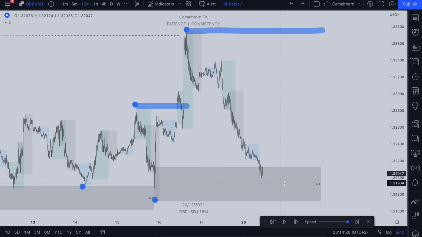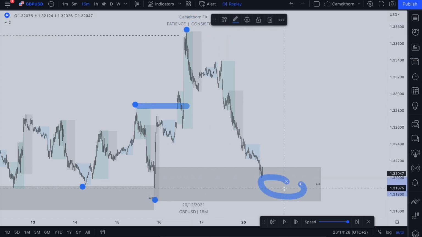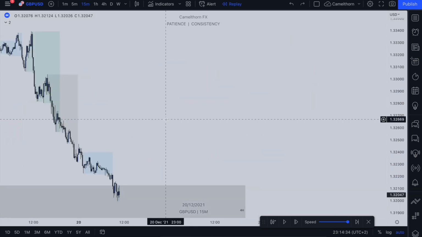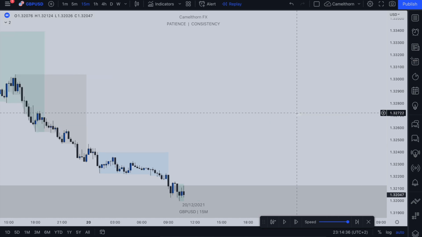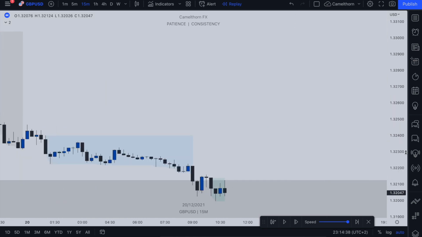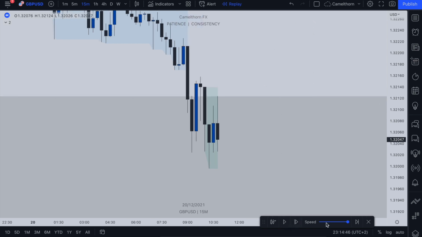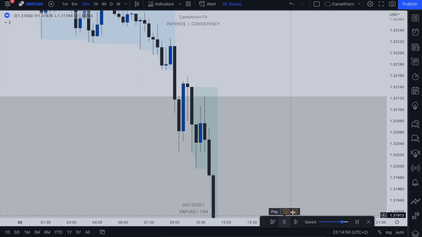So what we want to see is something in here to potentially take price out here. Okay, so if we now zoom in on our 15-minute, we just keep an eye on it. All right, we want to see a potential 15-minute change of character down here, and then we can look to get involved in the market.